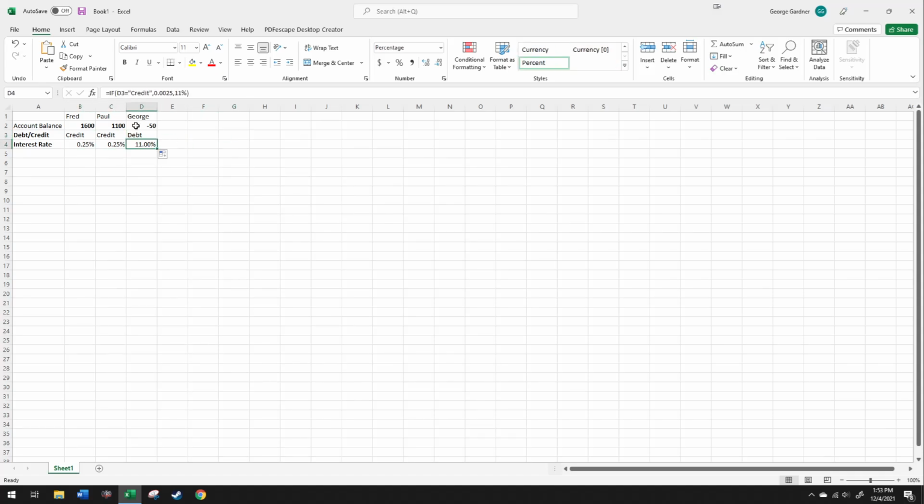And that's how you use an IF statement. It is really not that complicated. And once you learn how to do this, it really opens up so much of what you can do with Excel.